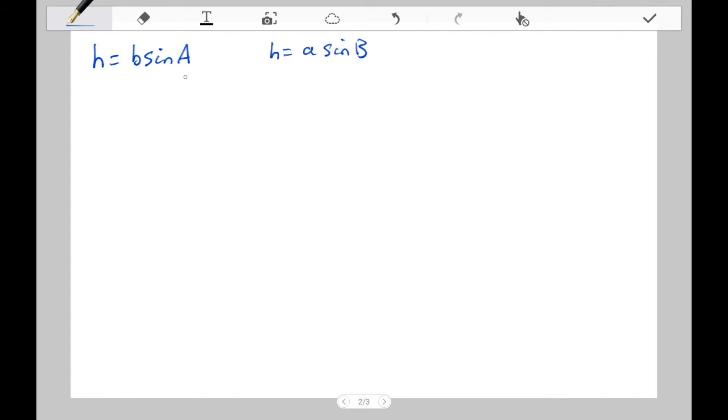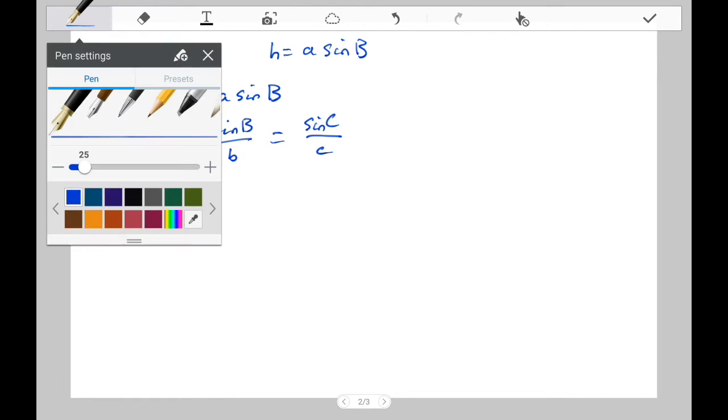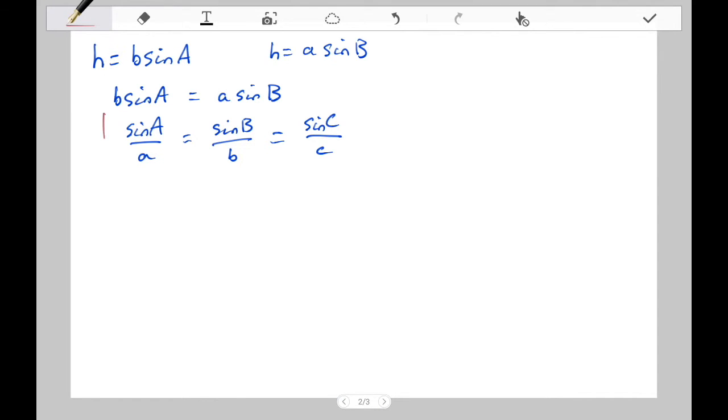Now all we have to do is equate these two expressions, and we get that little b sine big A is equal to little a sine big B. And then by dividing by b on both sides and a on both sides, we get that sine big A over little a is equal to sine big B over little b. And you can actually see quite quickly by doing the same thing with sine C, that sine C over little c is also equal to those. And that there is in fact the sine rule. That is the sine rule.